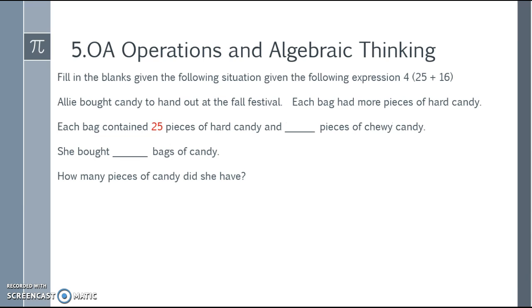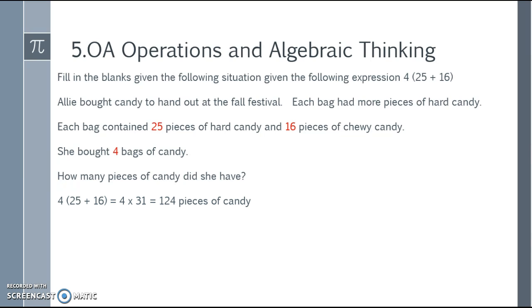Well, looking at the objects inside the parentheses, those must be the types of candy I have. I have 25 and 16. We know that there are more pieces of hard candy than chewy candy. Therefore, the larger number of 25 must be the hard candy, and the smaller number of 16 must be the chewy candy. All in all, she bought 4 bags of candy. How many pieces did she have? Well, 25 plus 16 is 41. Multiply that by how many bags we have, 4, and that equals 164 pieces of candy.